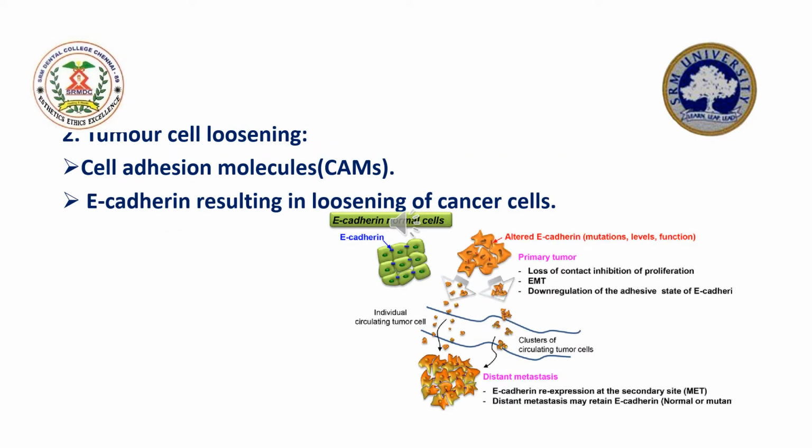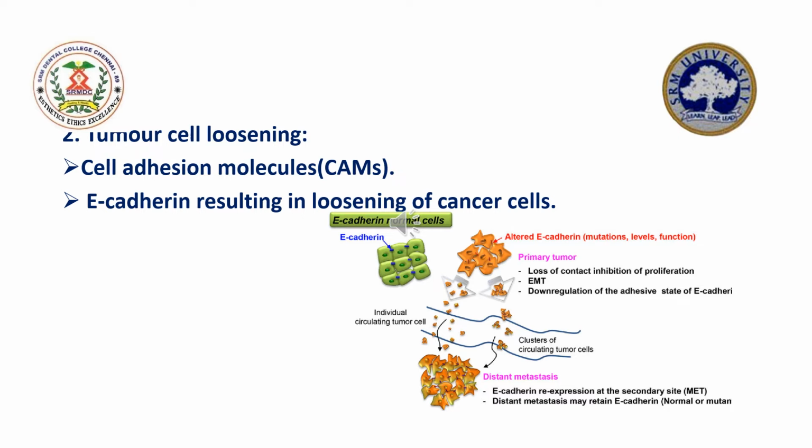Following proliferation of cells, the next step that is involved is the tumor cell loosening. This is carried out by the cell adhesion molecules, which are the CAMs. These are a subset of cell adhesion proteins which are located on the cell surface, and are involved in binding with other cells or with the extracellular matrix, that is the ECM, and the process is called cell adhesion.